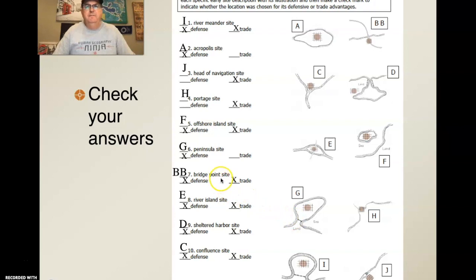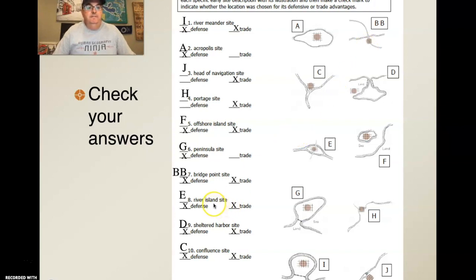Bridge point site, BB, right up here. We have a river here and a bridge that crosses here. This is really important for trade, but there's some elements of defense too, because you want to defend that bridge and you want to defend that river, because the river actually can serve as a barrier or a boundary.